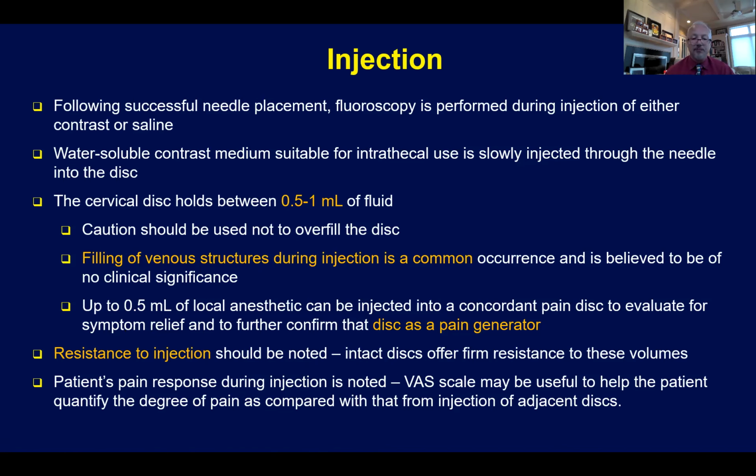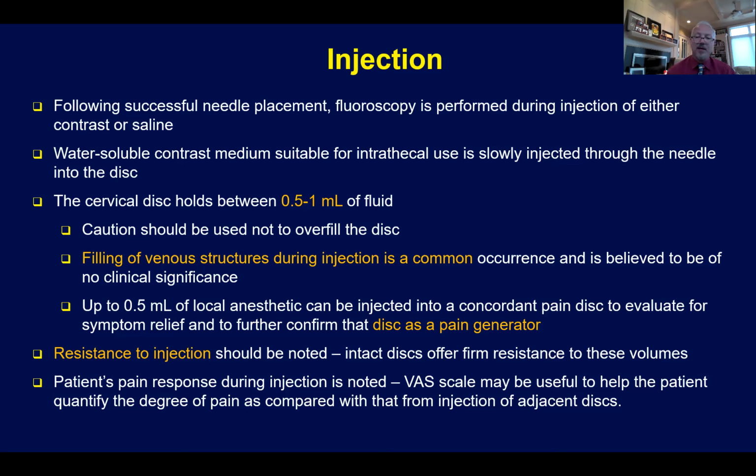When we inject 0.5 mLs of local anesthetic, we can do that in a painful disc. It's an analgesic disc injection to determine whether, in fact, the pain reproduction and the reports of pain are actually legitimate. If the patient describes analgesia with these small volumes of local, you can say that the disc indeed was a pain generator.